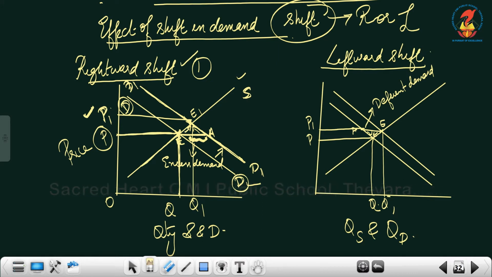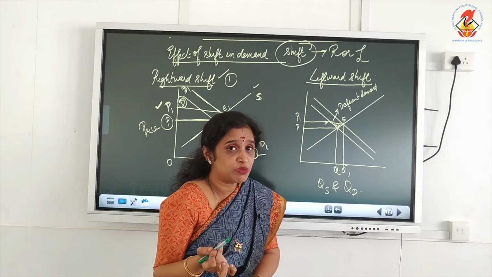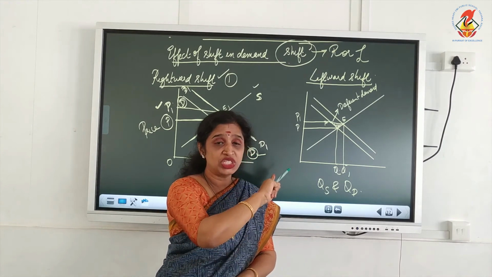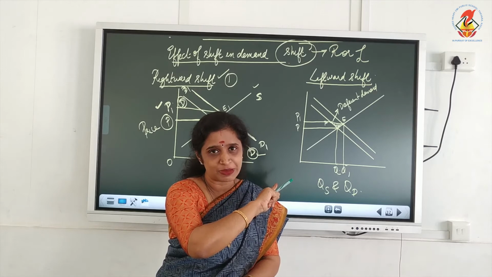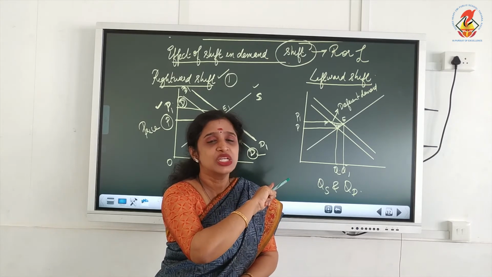Suppliers will be tempted to supply more, which is represented. So, price has to increase. Price has to increase means what? Price is changing. To which concept we have to move? Change in quantity supplied. Change in quantity supplied happens when the price changes.